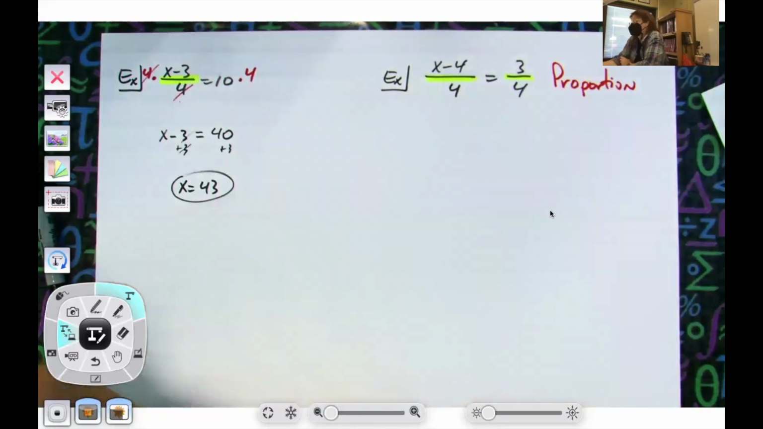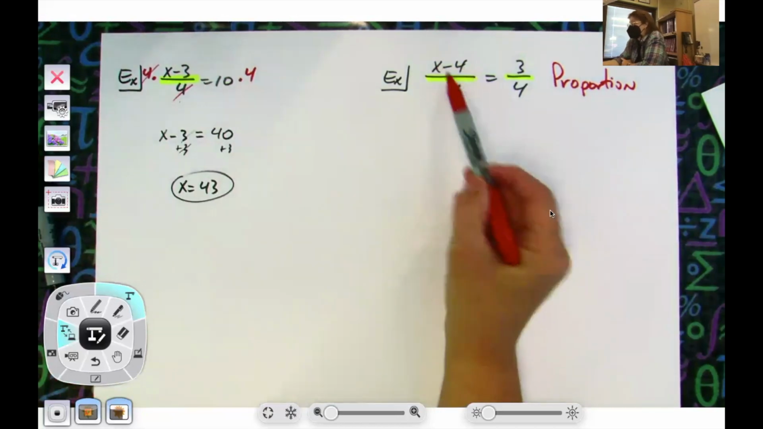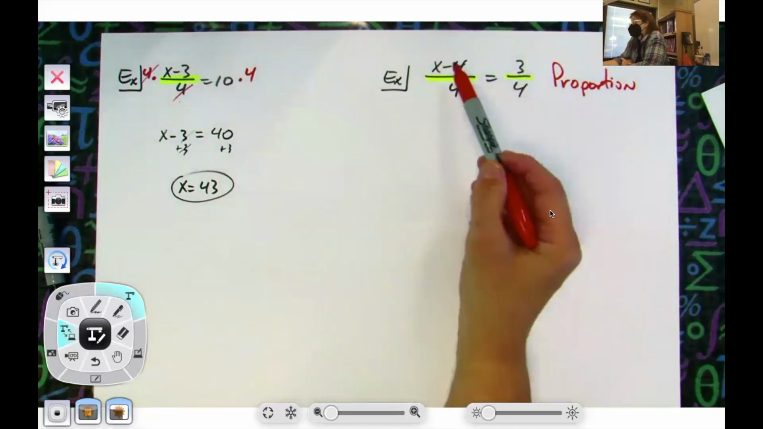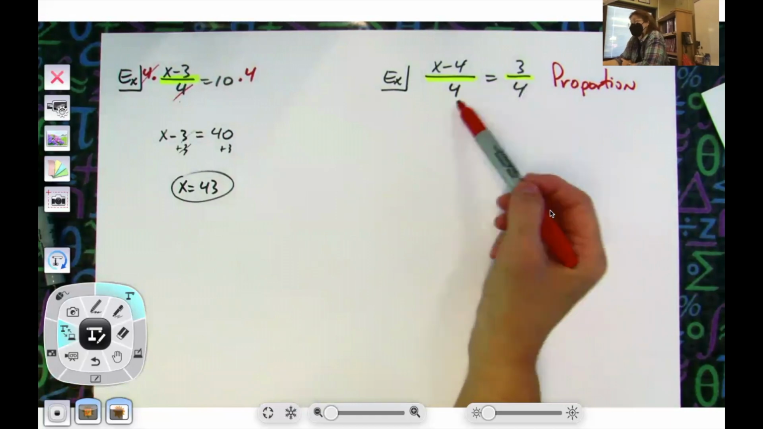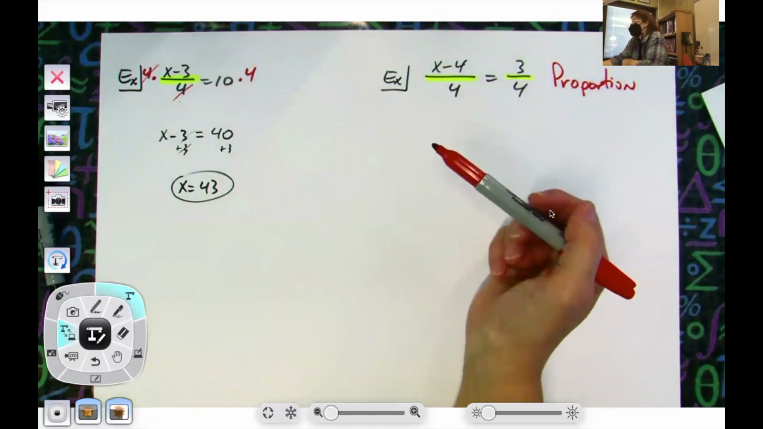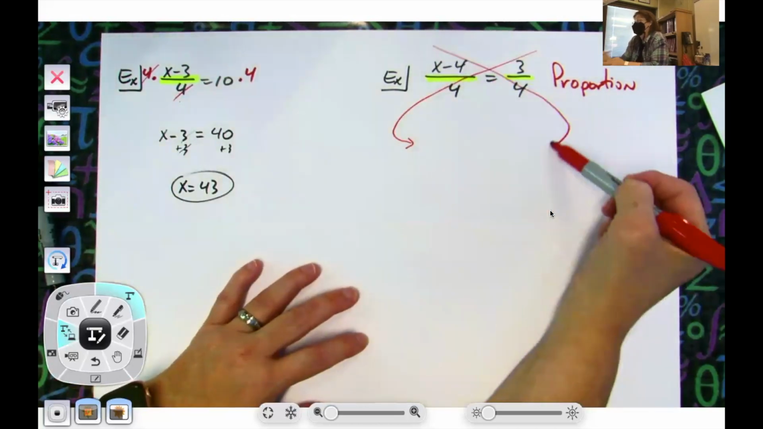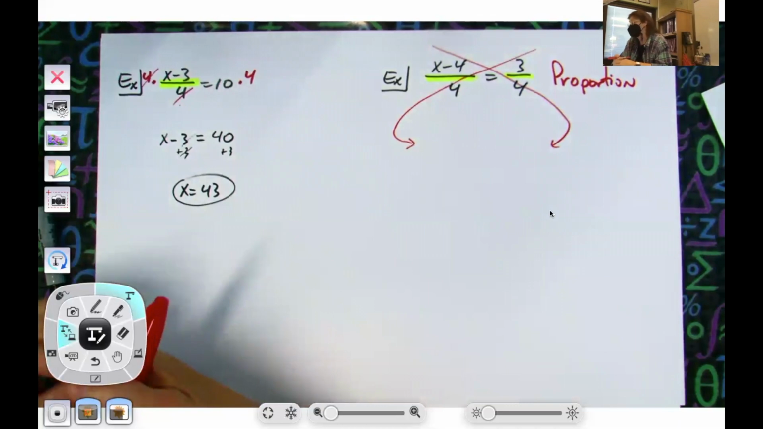Okay, and it doesn't matter that I've got letters in it, or I could even have some distributive property. It doesn't matter what the numerator and denominators are. If I have two fractions that equal each other, it's called a proportion. The easiest way to solve a proportion, I don't know if you were taught this or not, is to cross multiply down. Some people call it cross products. Cross multiply down will work.